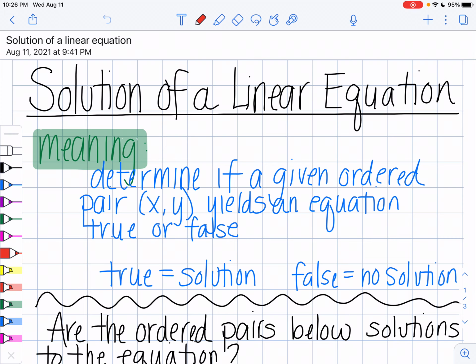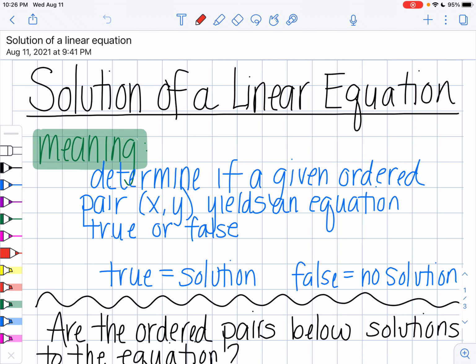Hi there! In this video, we're going to talk about how to tell if you have a solution of a linear equation. So what does that mean? That means if you have a linear equation, that's going to be an equation with an x and a y, then they're going to give you an ordered pair, and they want to know if you plug in those values for x and y, is it going to give you an answer that's true, or is it going to give you an answer that's false? And if you get an answer that's true, that means yes, it is a solution. And if you get an answer that's false, it means no, it is not a solution.